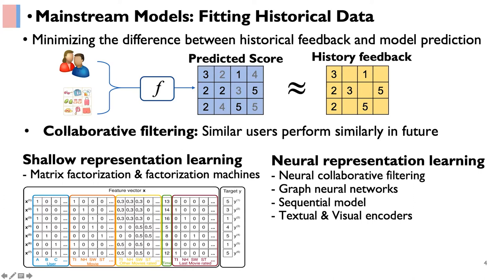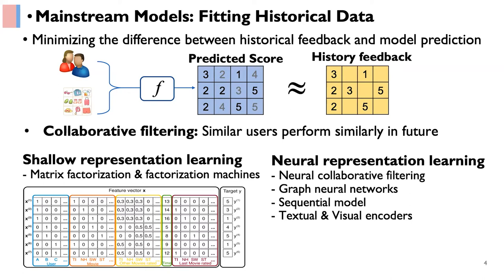And the second phase of the recommender model is about neural representation learning. This is because of the development of deep neural networks, and owing to the extraordinary representation ability of deep neural networks, people in our community introduce advanced deep neural networks to learn user and item representations.